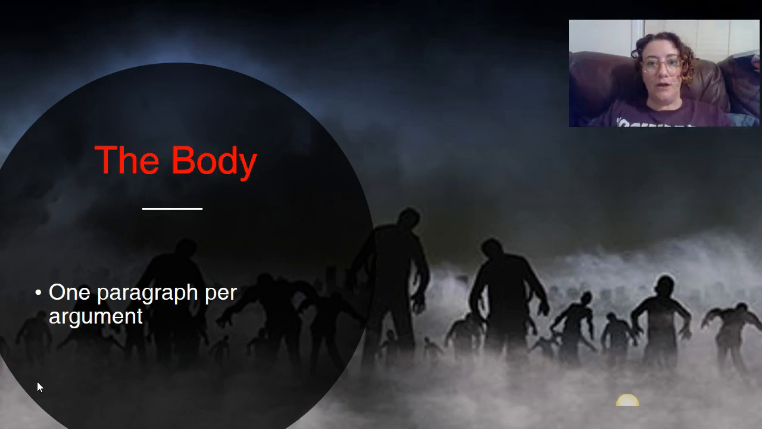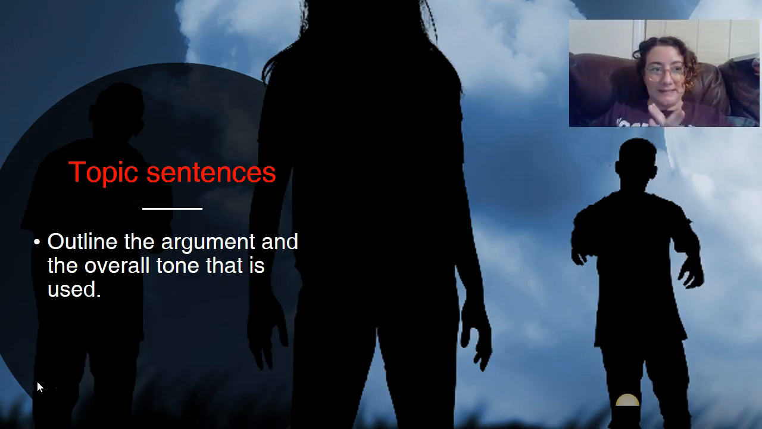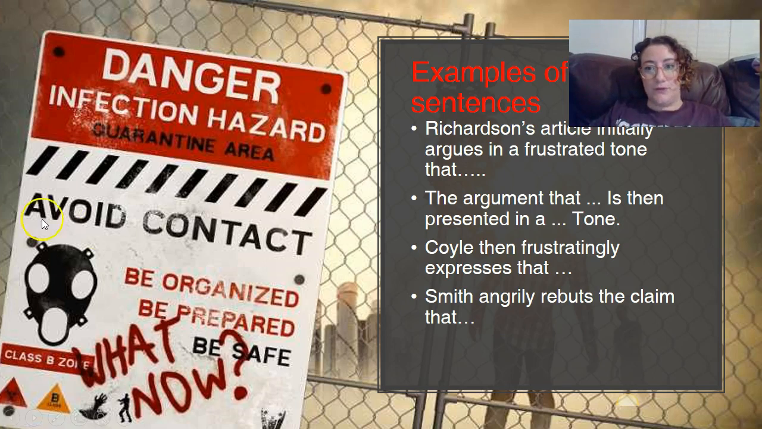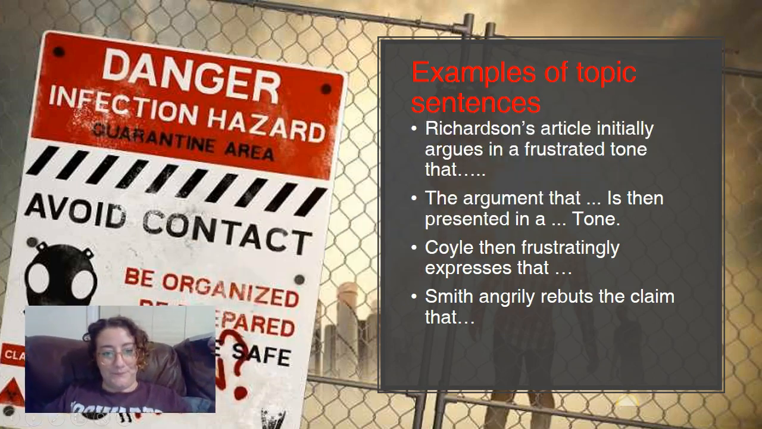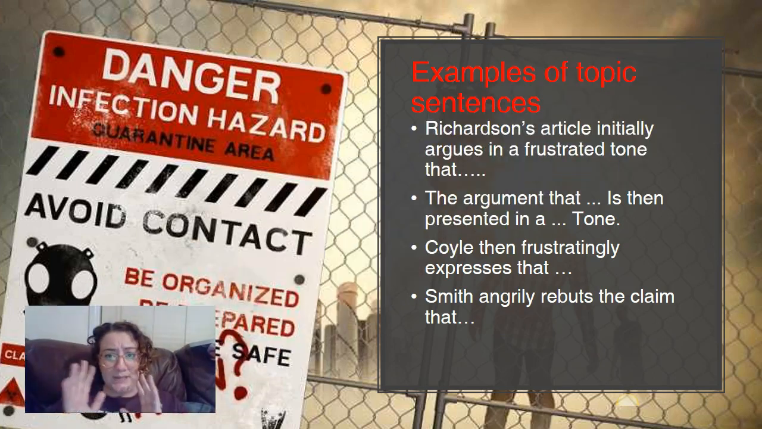Okay. All right. So, topic sentences for the paragraphs, okay? I would suggest in each topic sentence you outline what the argument is, so what the first idea that's presented is, and the overall tone that's used to express it. That just seems to be a nice way to begin and set the tone of what you're going to talk about. So, examples of topic sentences. I've got some examples for you.